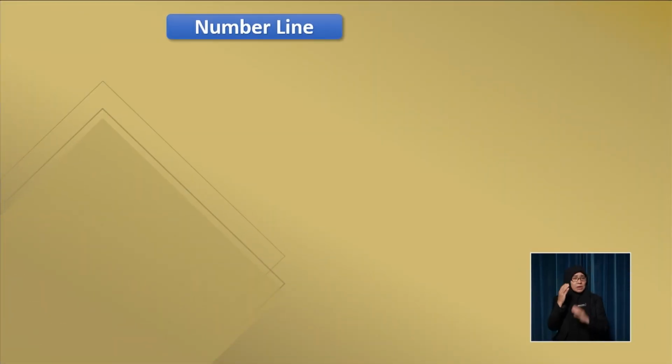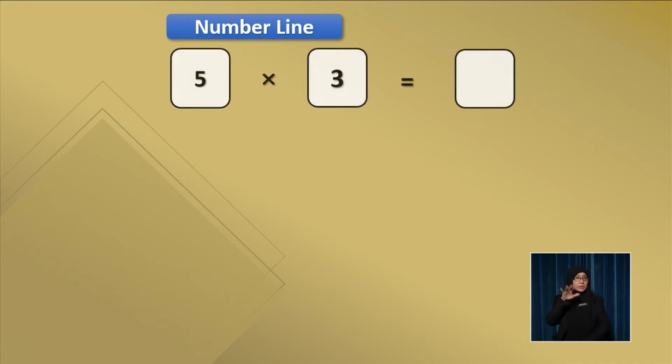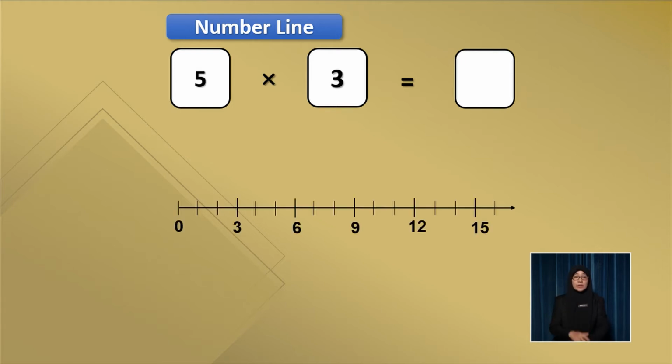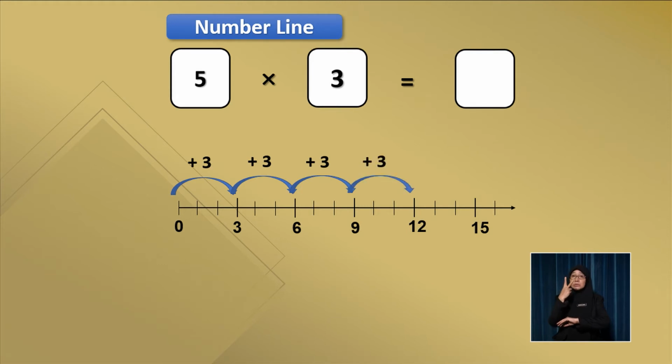Let's try to do this calculation using the number line. 5 times 3 is equal to 3, 6, 9, 12, 15. 5 times 3 is equal to 15.